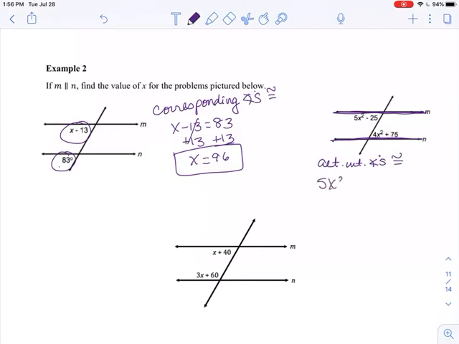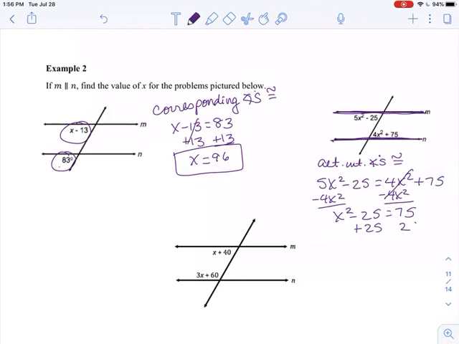Now this looks like it might be tricky, but it's actually not too bad. These are alternate interior angles. They're equal to each other, so I'm going to set them equal to each other. All right, I have 4x squared on the right and 5x squared on the left, so I'm going to subtract 4x squared. These cancel. 5x squared minus 4x squared is just x squared.